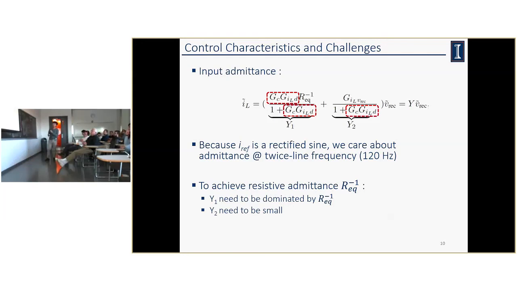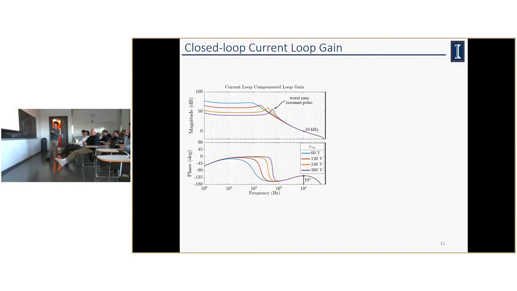If we take a look at these two equations, we can see that the loop gain GC times GID needs to be really high, such that the first term is very close to R equivalent and the second term is very small. So in order to achieve a high power factor on the input side, we have to have a high loop gain of the control system. So let's plot the Bode plot of the current loop gain.